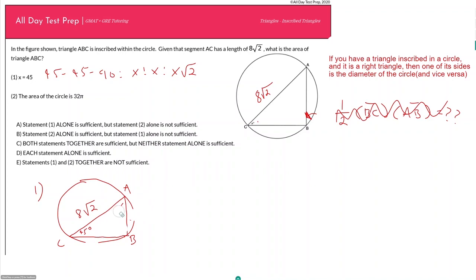Knowing that this angle here is 45 degrees does not tell us really anything by itself, because it could be true that this angle here is, say, 55 degrees, which means this angle here would be 80 degrees, which means BC is not really a base and AB is not really a height, and therefore we cannot determine really anything just from statement 1 alone, so this is insufficient.